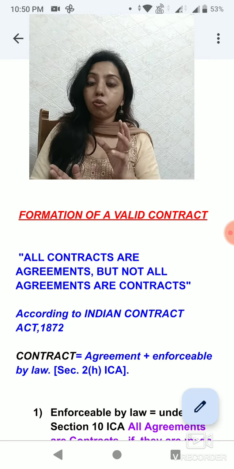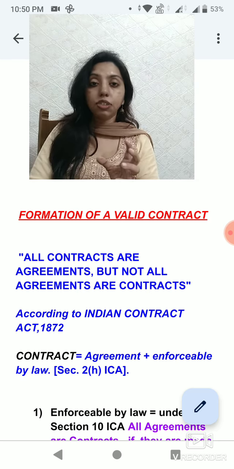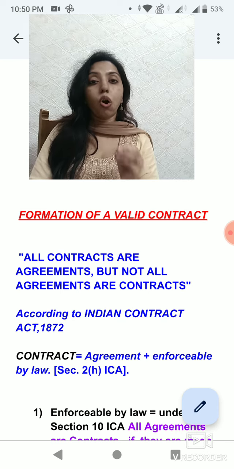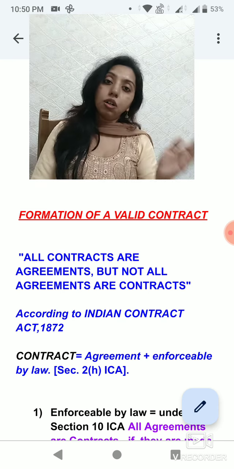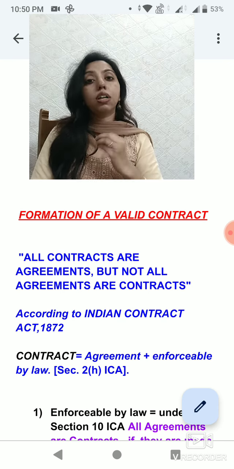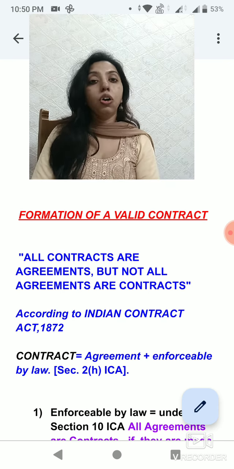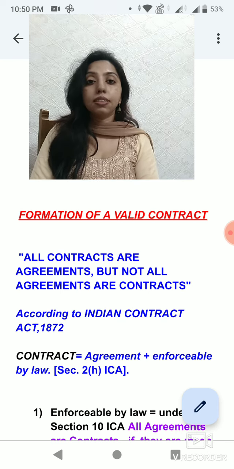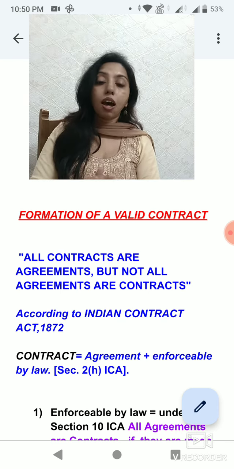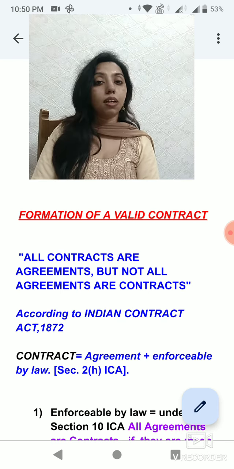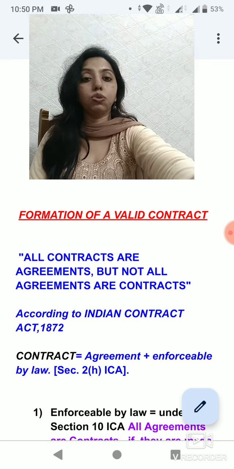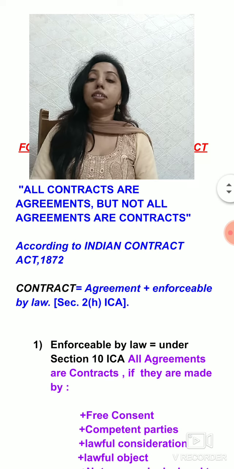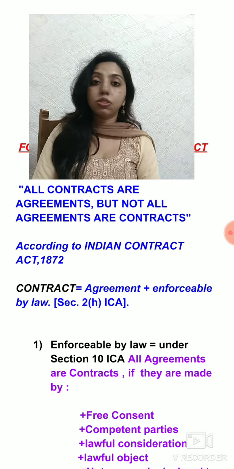Then what would be the essential conditions which would make an agreement into a contract, or which would convert an agreement into a contract? So in that sense, it is said that all contracts are agreements, but not all agreements are contracts. Now, according to the Indian Contract Act 1872, a contract is an agreement which is enforceable by law.